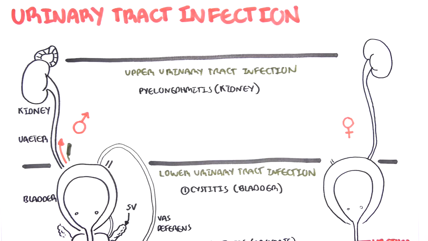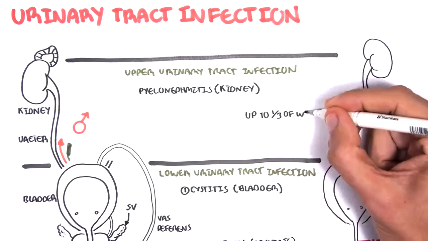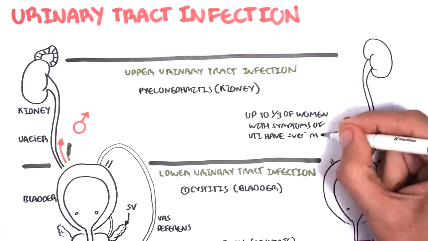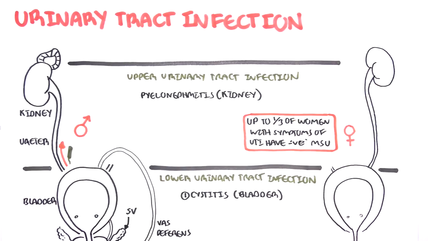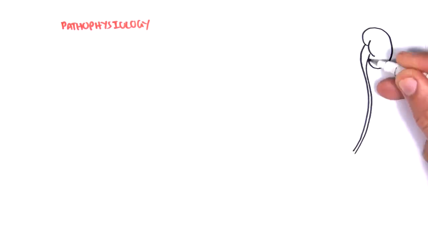Interestingly, as we know, urinary tract infections are more common in women, and up to 1/3 of women with symptoms of a urinary tract infection actually have negative midstream urine samples, not revealing any form of infection. That was a side note. But anyway, how does a UTI occur? Let's look at the pathophysiology.